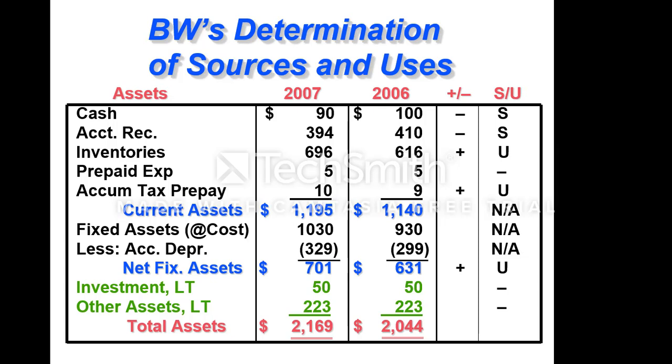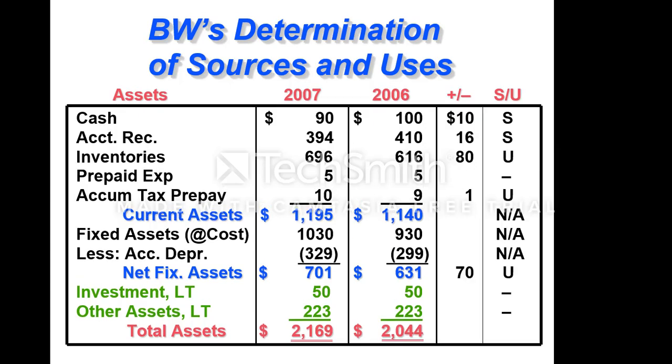The uses and sources statement is not applicable to accumulated depreciation as it does not create any cash flow. The long-term investments and other assets are not changed, so they are excluded from this analysis. First, we have determined whether it is a source or use. Now we will determine by how much the assets have changed. We can see that cash decreased by 81. Similarly, inventories increased by 80.